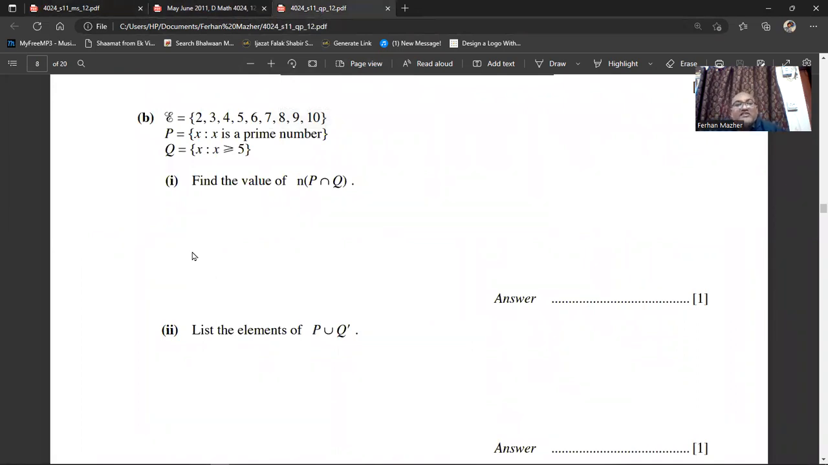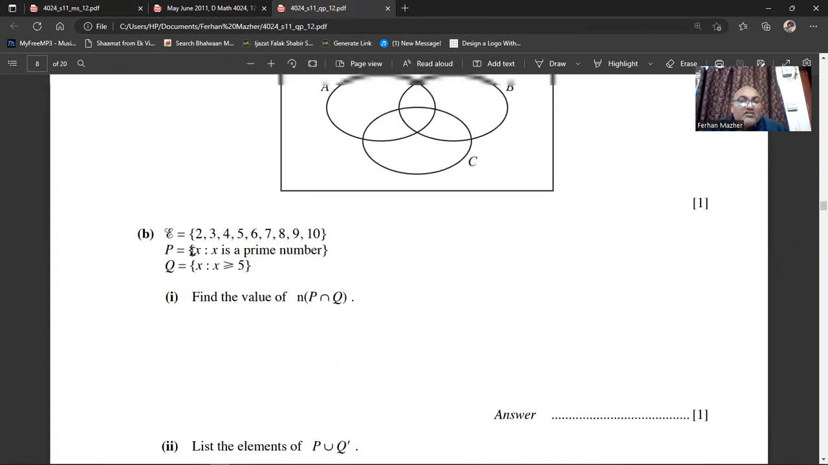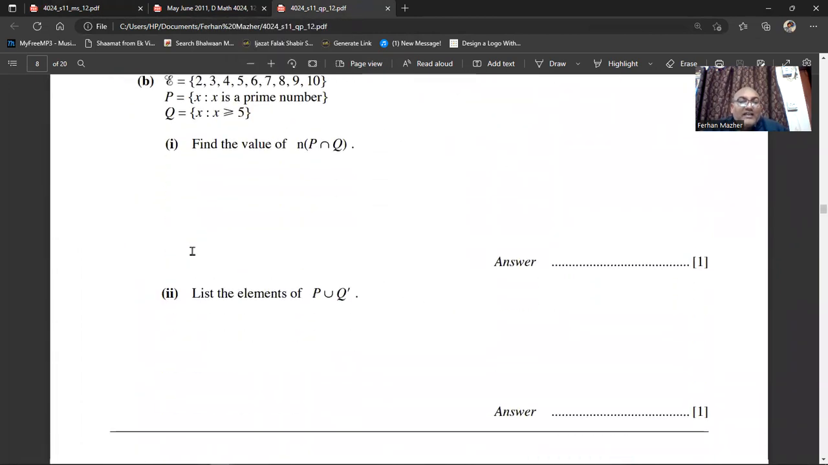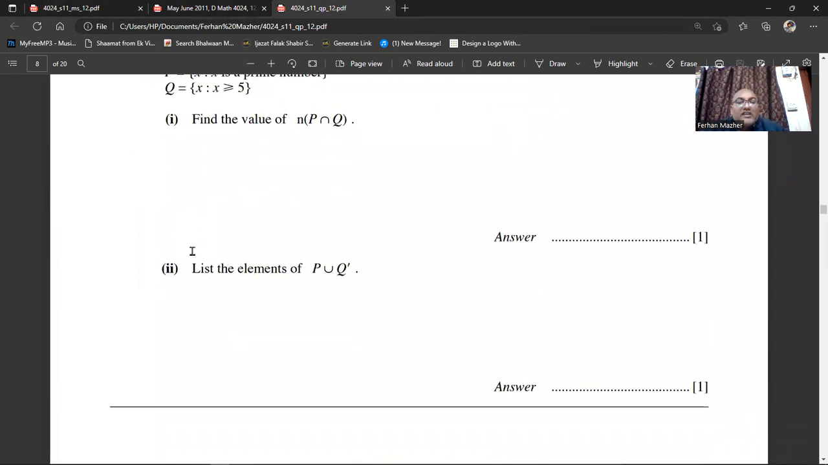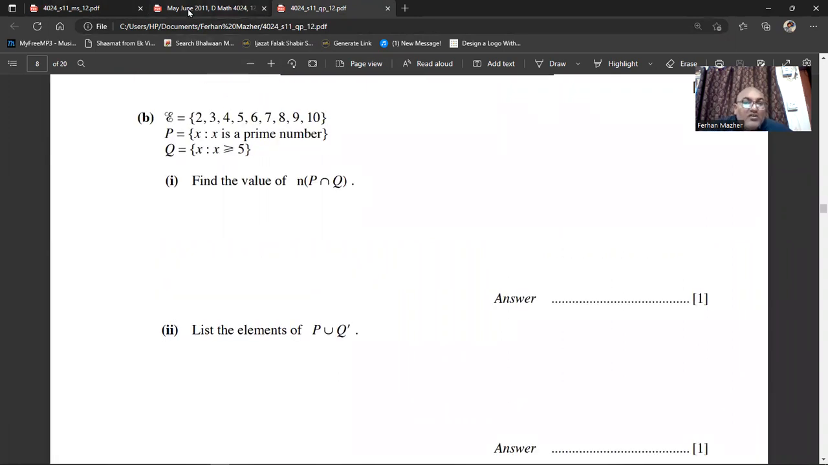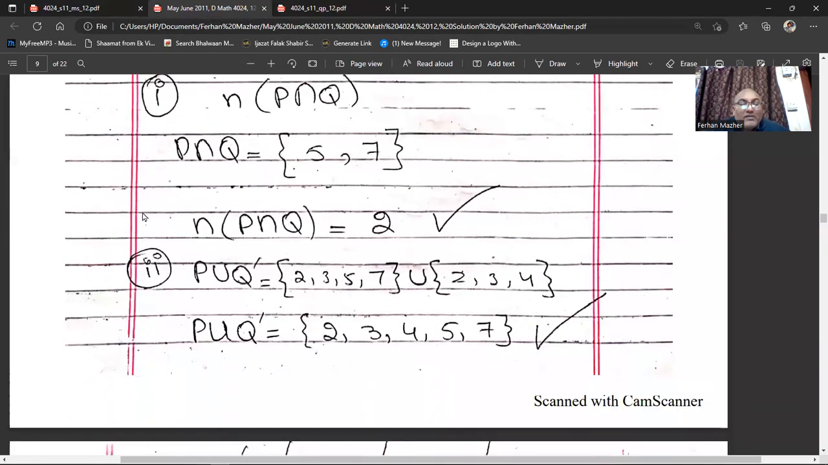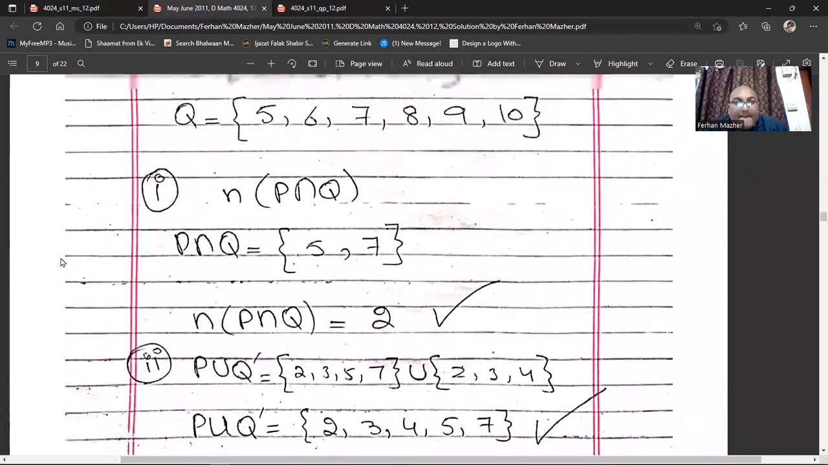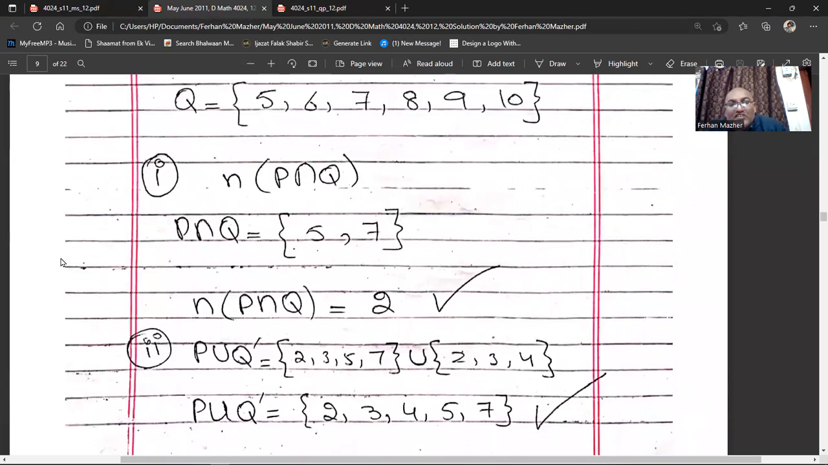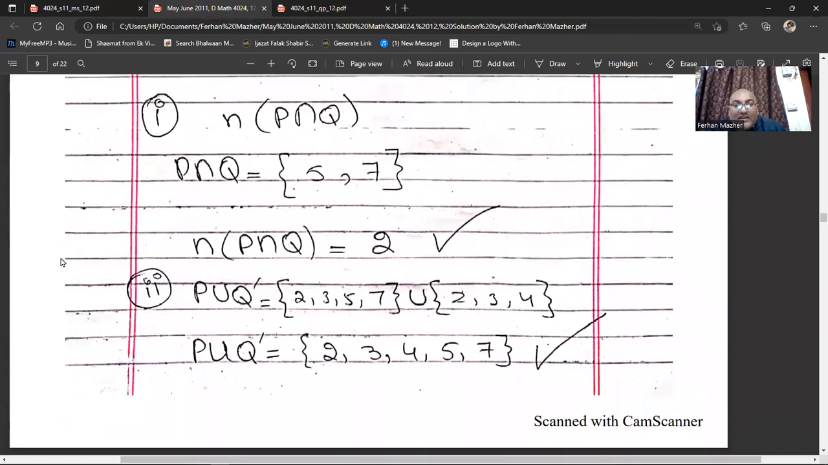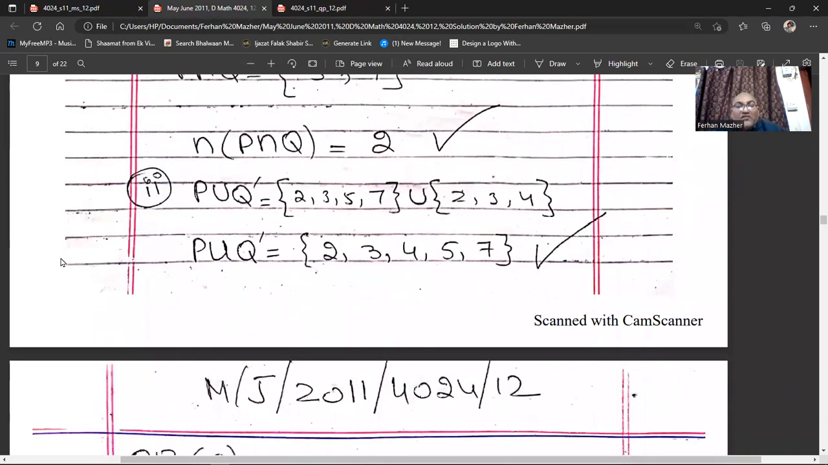So the next question is question number 12, and its second part. The question is to list the elements of P union Q complement. First of all, I will find the Q complement. The first part of this question asks how many members are common between P intersection Q. There are 2 members, and P union Q complement is 2, 3, 4, 5, and 7, and that's it.